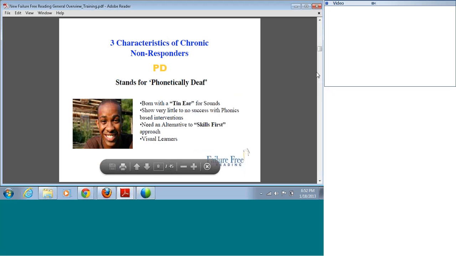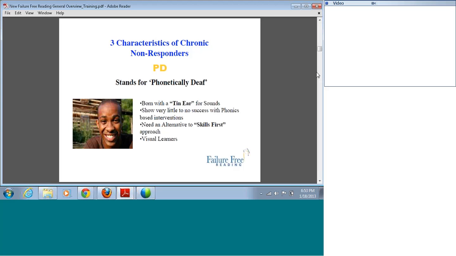Dr. Lockovich has identified 3 specific characteristics of chronic non-responders. The first characteristic is PD, which stands for phonetically deaf. When I started working with the company about 6 years ago in February, the PD piece was kind of controversial. It was that challenging term that you throw on the table to see what the temperature in the room is and who's really going to respond and who's going to be resistant to it. But as I've worked with the company and spent more time with various schools and school districts across the country, phonetically deaf is a concept that more administrators and more state level decision makers have come to accept and respect.